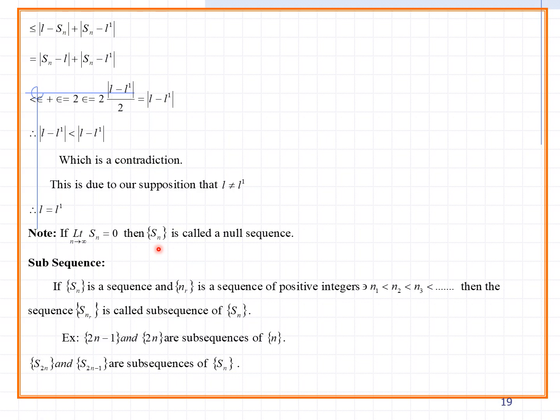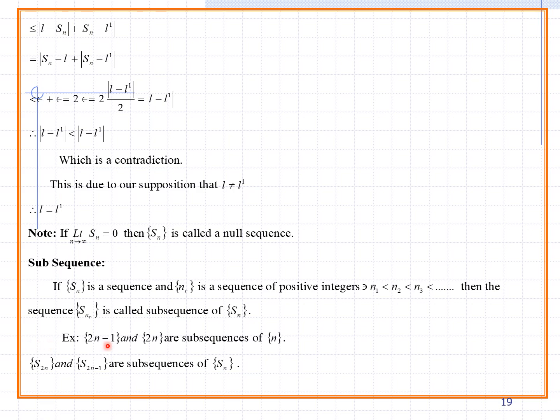It is like a sub-member. For example, there is one cricket team. You can pick some persons, the wicket keeper, the bowler and the captain. So these are the sub-members of that team. So a subsequence means, if Sn is a sequence and nr is a subsequence of positive integers such that n1 less than n2 less than n3 and so on, then the sequence Snr is called a subsequence of Sn.